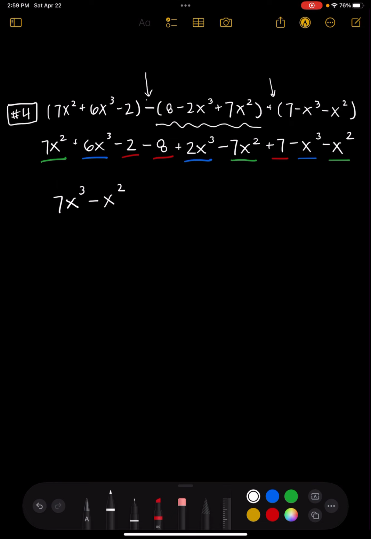Then the very last step is those red underlines, which are the things without any x's attached to them. So negative 2, negative 8, and positive 7. And we know negative 2 minus 8 plus 7 would give us a negative 3. You can definitely plug that into a calculator, though, to double check. And now we've combined all like terms, and our final answer is 7x cubed minus x squared minus 3. And this is how we add and subtract polynomials.